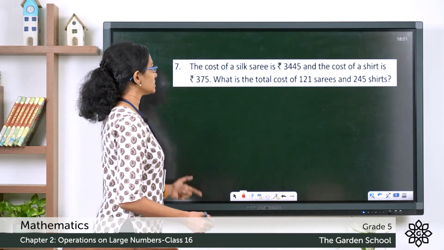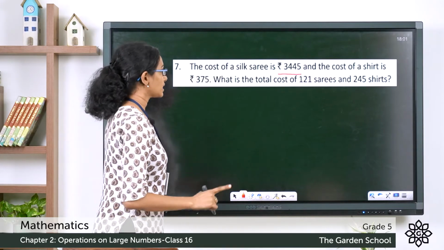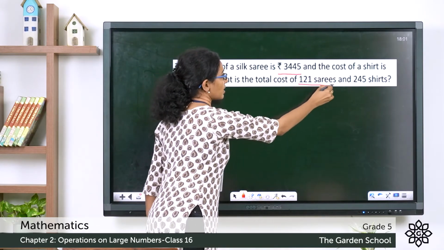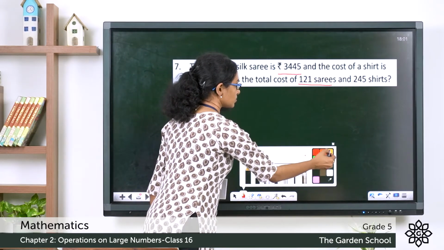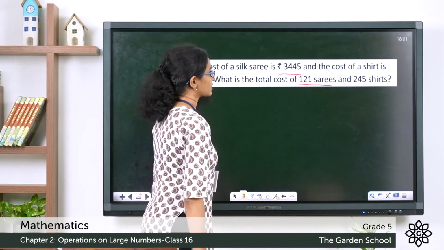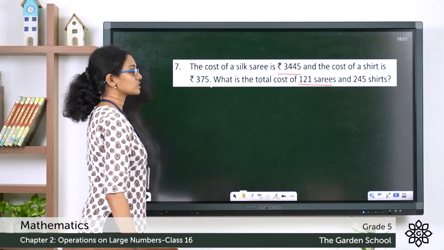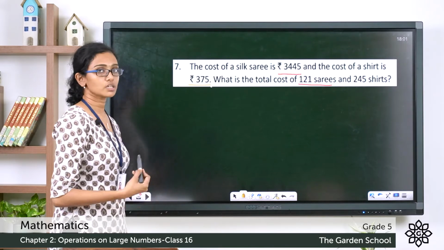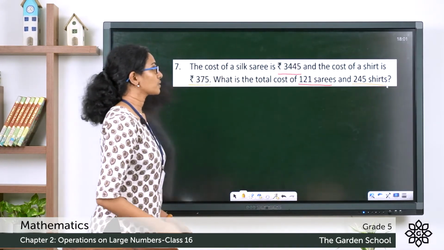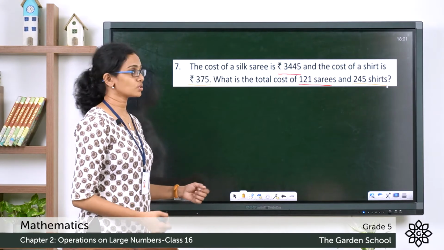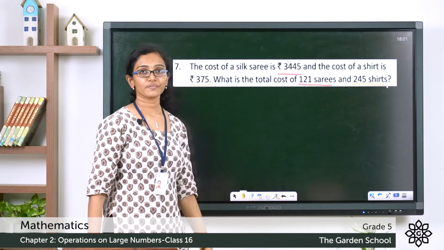So in the question, we are given the price of one saree and how many sarees we have: 121 sarees. Now, we are also given the cost of a shirt. So what is the price of one shirt? It is rupees 375. How many shirts do we have? 245 shirts. We are asked to find out the total cost of these 121 sarees plus these 245 shirts.